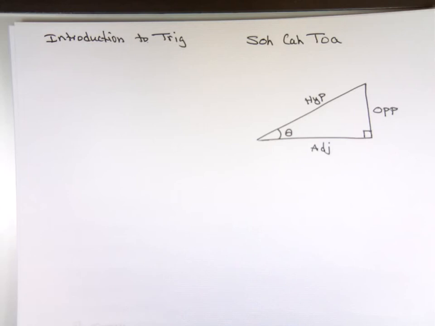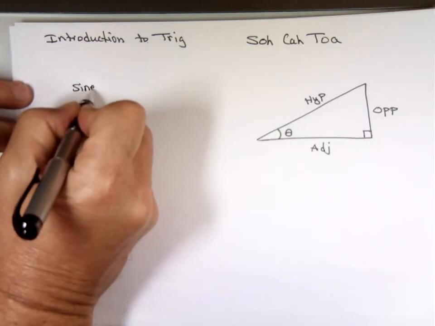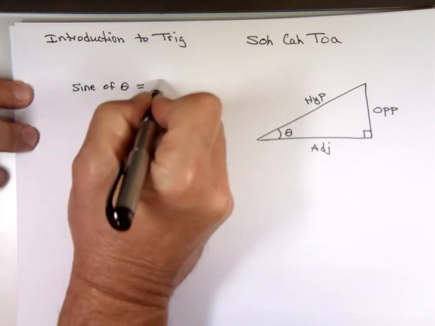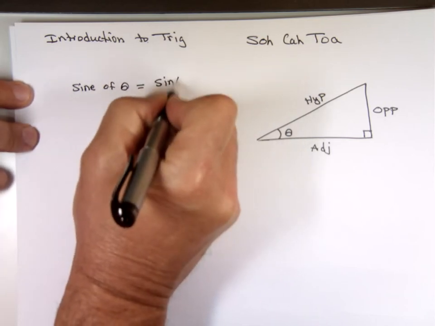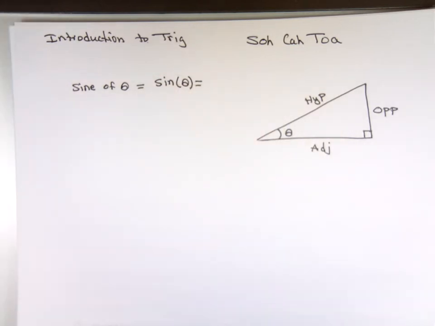We have more than 3 trig functions. I'm only interested in 3 of them. The sine of theta, and the way we write that, S-I-N, not sin. I've seen people say sin. We're not committing any sins today. Nope. That's the sine of theta.